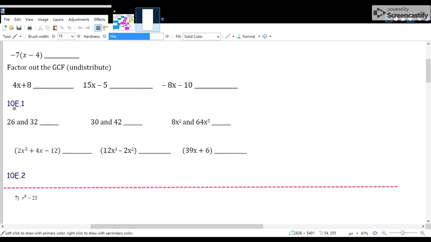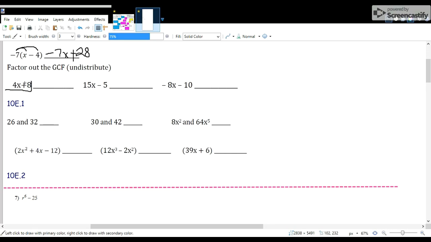So if you go to page 10e.1, let's look at this example right here. We have -7 parentheses x minus 4. So first, we are going to distribute this. So we're basically doing the exact opposite of factoring for this example. We have -7x plus 28. Okay, we're going to undistribute. We use that cake method.